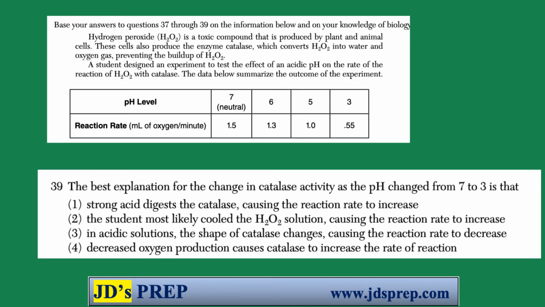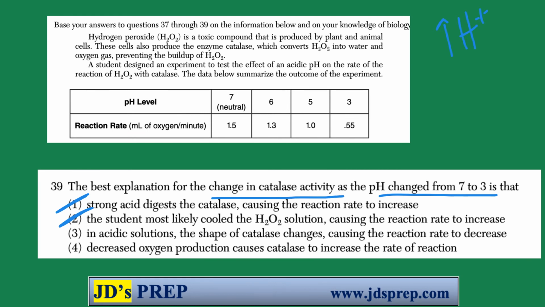And we'll finish off with this question, asking about the best explanation for the change in catalase activity as the pH changed from 7 to 3. So the pH change from 7 to 3 is an increase in acidity. Okay, so let's keep that in mind as we go through. Okay, so strong acid going from pH 7 to 3 is definitely strong acid, but the reaction rate does not increase when we go down there. Okay, this doesn't have anything to do with cooling the H2O2 solution. There's no reason to believe that.